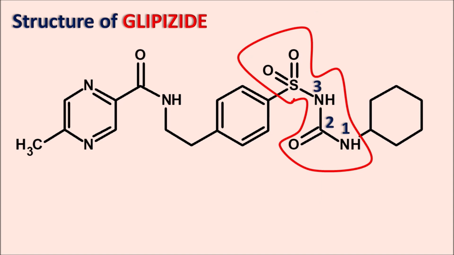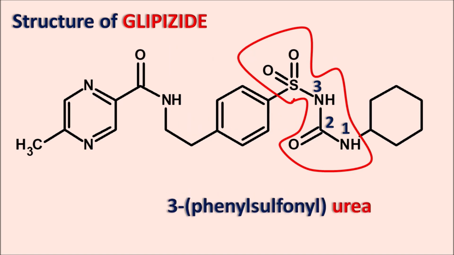So at the first position the cyclohexyl ring is there and at the third position the sulfonyl group is present, which is further attached with the phenyl ring. So we can write this as 3-phenylsulfonylurea with the first position cyclohexyl ring. So these are the structural features of glipizide.